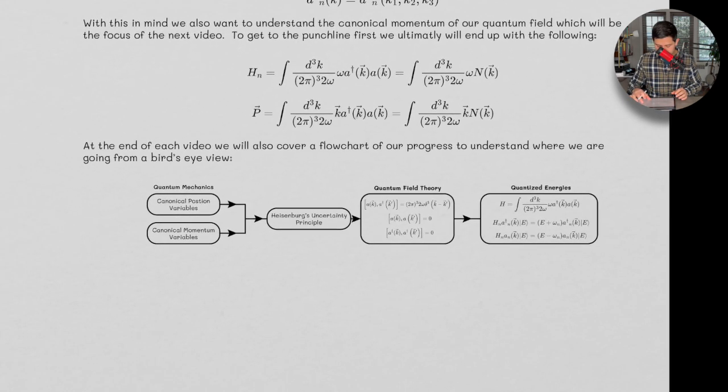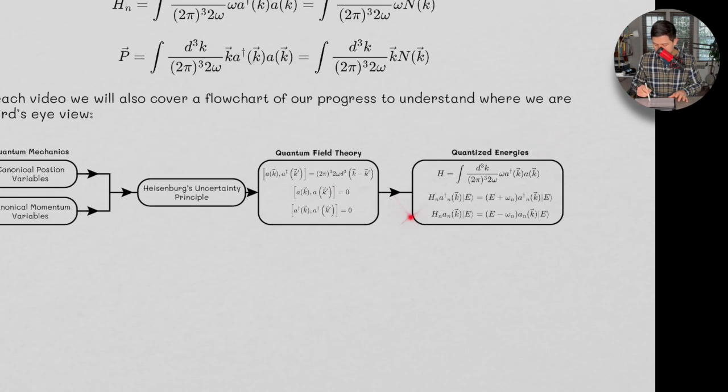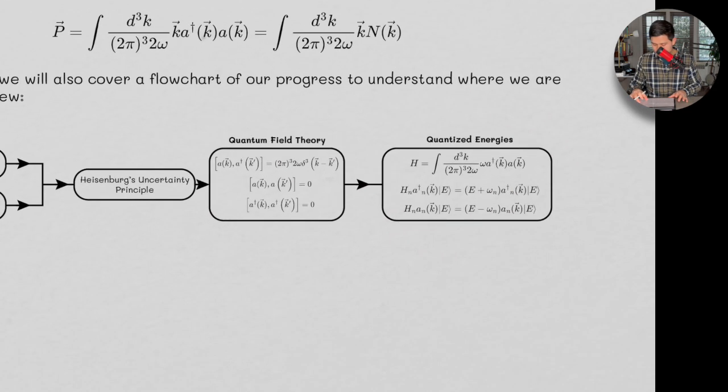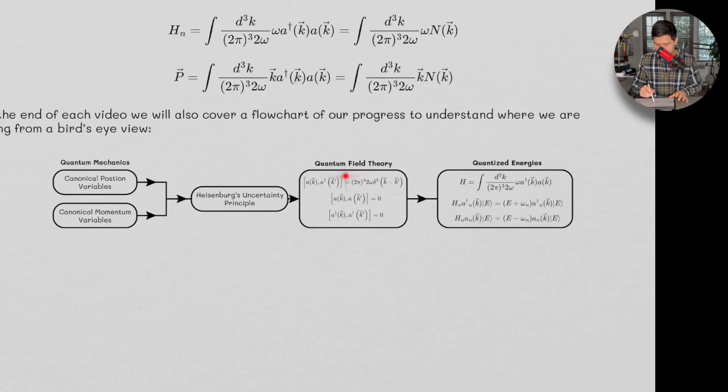But at the end of each video, we're also going to cover a flowchart of our progress to understand where we're going, and so that we can understand quantum field theory from a bird's eye view. So what we have so far, again, from quantum mechanics, apply Heisenberg uncertainty principle, we get quantum field theory, Heisenberg uncertainty principles, and then now we have quantized energies, okay, from these guys. All we really did, again, was we used these guys to get to here, okay?